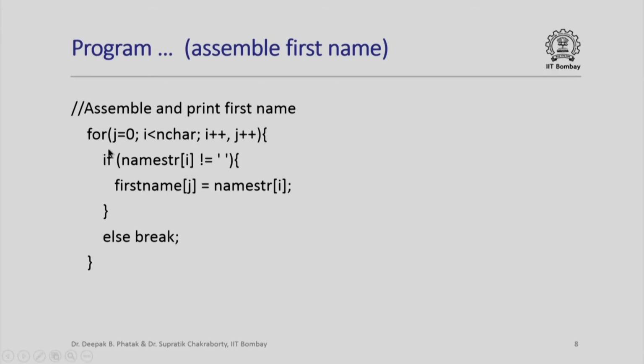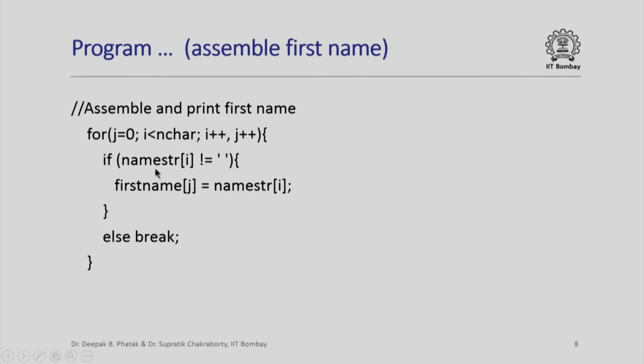Notice that inside this loop, all that we do is, if the character that we encounter is not blank, it is part of the current word. So, we insert that into the first name. Notice we pick up the ith character of name string and insert it into the jth character of first name, because first name starts with j equal to 0.